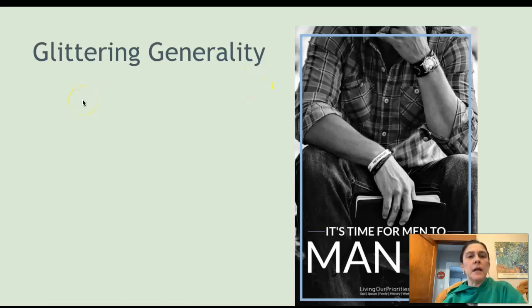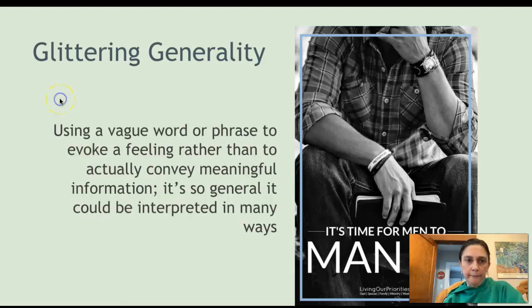And I think this might be our last one. This is glittering generality. This is when you say something so general that it could mean anything. So using a vague word or phrase to evoke a feeling rather than to actually convey meaningful information. It's so general, it could be interpreted in many ways. Okay, words like freedom are glittering generalities because the concept of freedom means different things to different people.